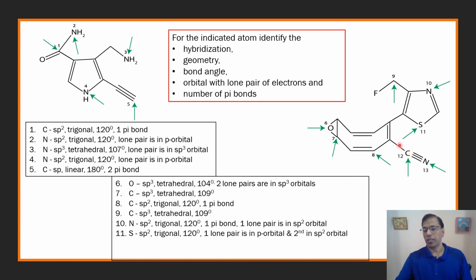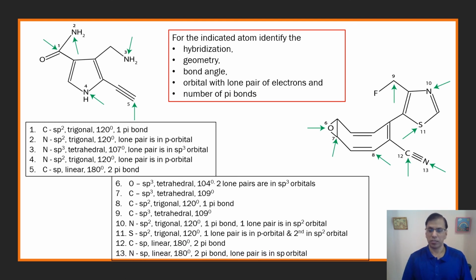Let's look at carbon atom 12. Here it's attached to 1 carbon here and 1 nitrogen here. There are 2 pi bonds here, and so this carbon is sp hybridized. It has a linear structure, and bond angle is 180 degrees. Let's consider the last example. This atom is nitrogen. It has one bond with carbon, and there are two pi bonds. So this nitrogen is sp hybridized, and the lone pair of electrons is in an sp hybrid orbital.